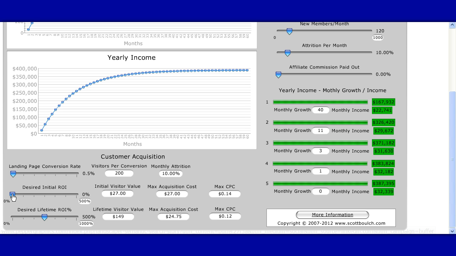You're not going to make any money that month, but the next month is where you're going to make money. So you should be willing to spend as much money as you possibly can. Now, you have a desired lifetime value. So what are you willing to make?